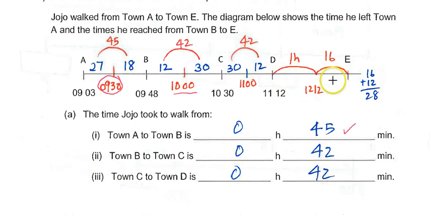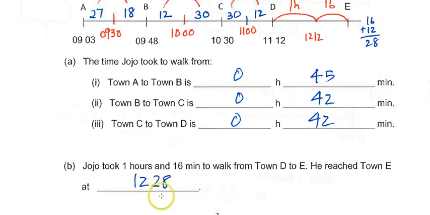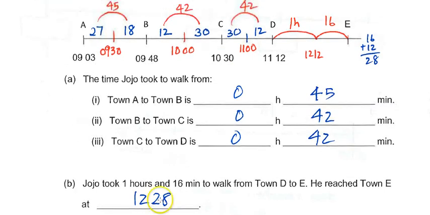Over here you need to find the last one, from D to E. What is it? Okay, I'm going to move it up. Now from D to E, it took 1 hour 16 minutes. So from 11:12 it took 1 hour 16 minutes. After 1 hour is 12:12. After 16 minutes, all you have to do is take the 12 plus 16, which is 28 minutes. So this is 12 hours 28 minutes. Right, let's carry on.